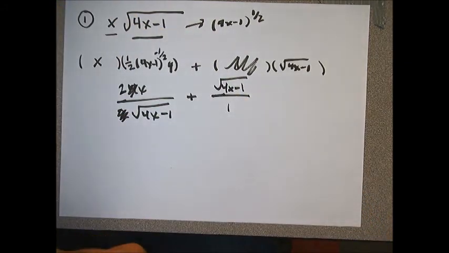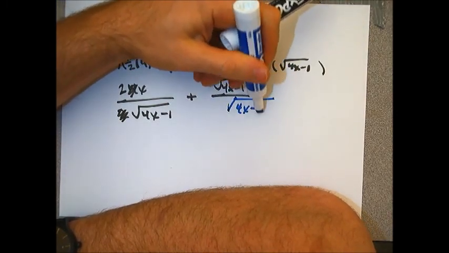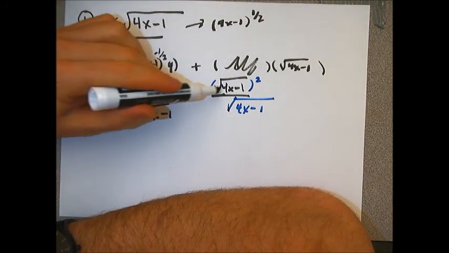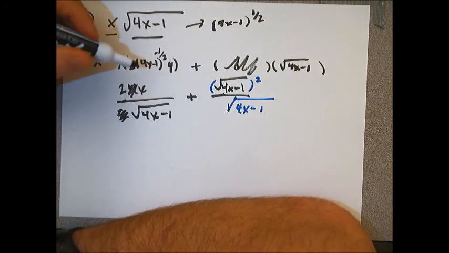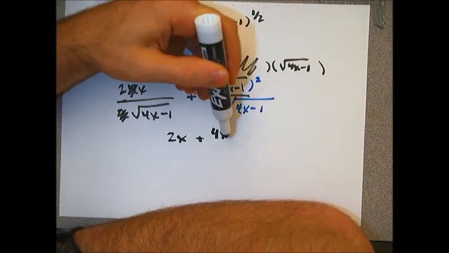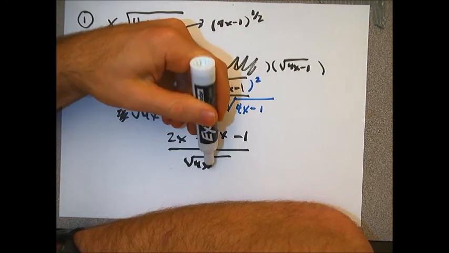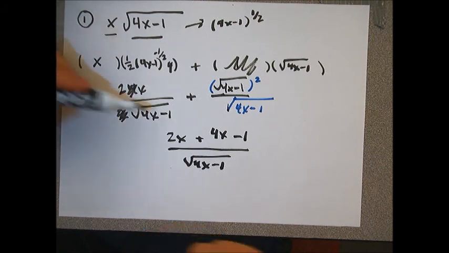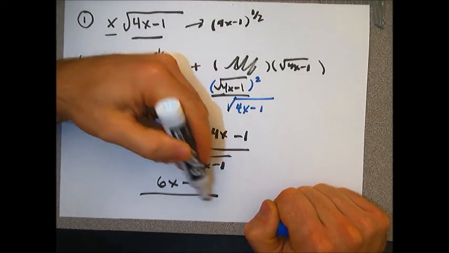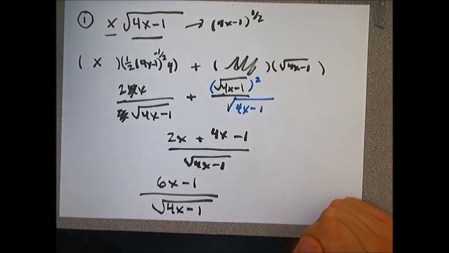So the part on the right needs another square root of 4x minus 1. So if I do that on the bottom, I do it on the top. Now it has 2 of them. When I square that square root, it frees it up. So I have 2x plus 4x minus 1 all over square root 4x minus 1. Combine up top, 2x and 4x is 6x minus 1 over the square root of 4x minus 1.